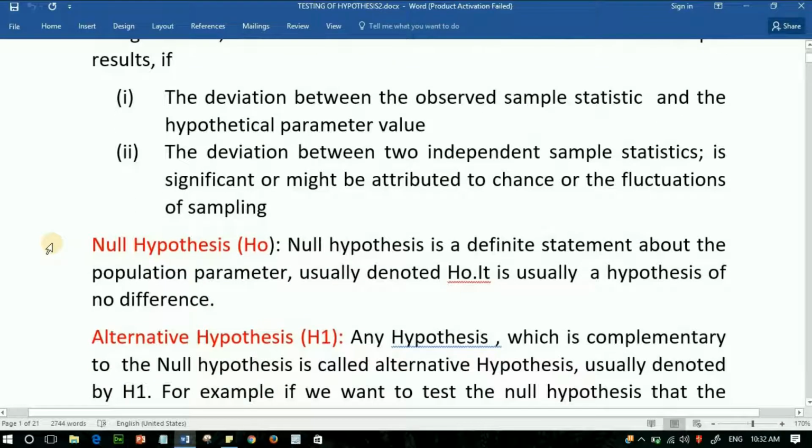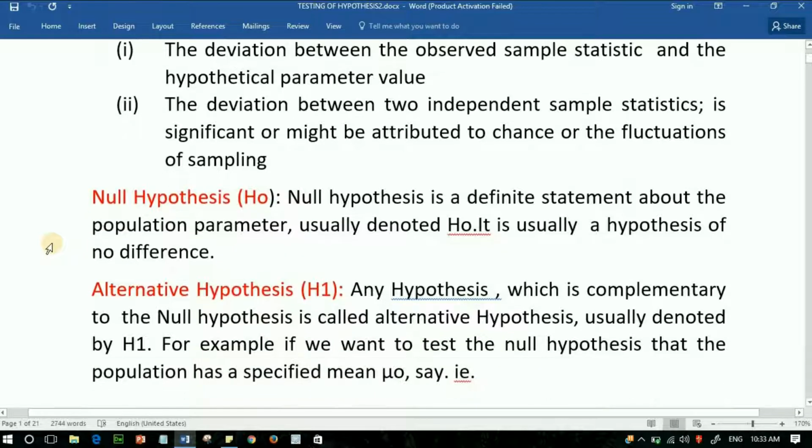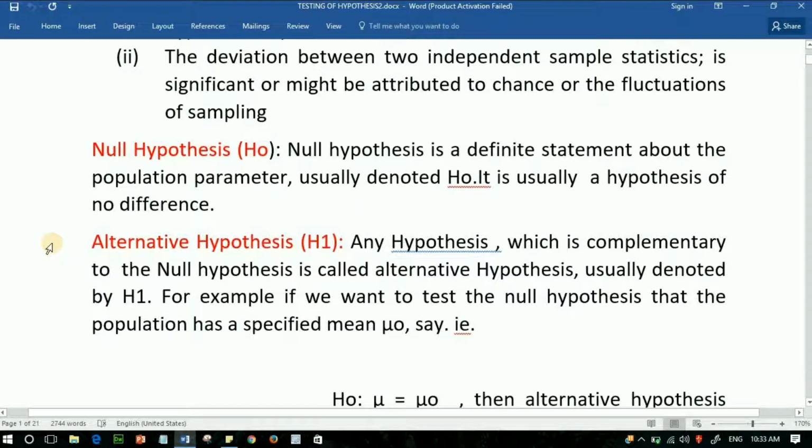First is null hypothesis. Null hypothesis is a definite statement about the population parameter and it is usually denoted by H0. It is usually a hypothesis of no difference. Second point is alternative hypothesis. Any hypothesis which is complementary to the null hypothesis is called alternative hypothesis, usually denoted by H1.